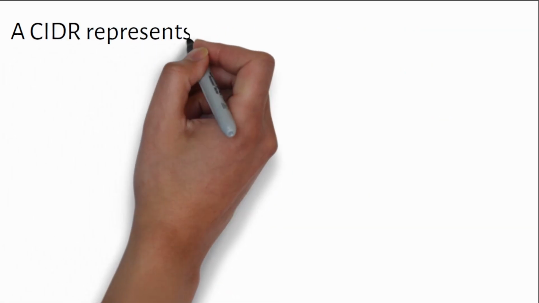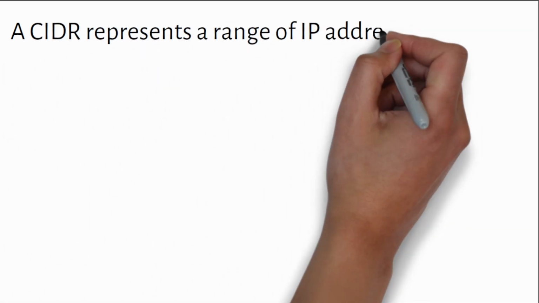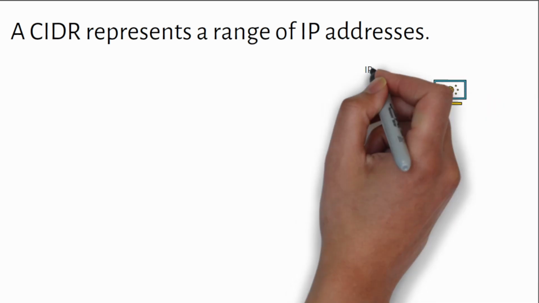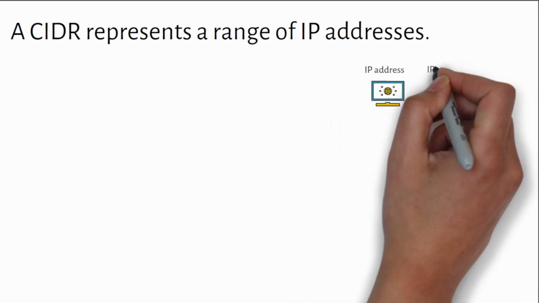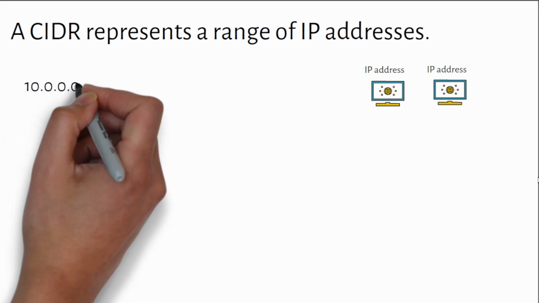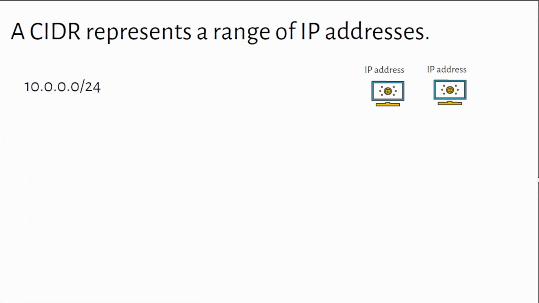A CIDR represents a range of IP addresses. We know that any device that is connected to the internet has its own IP address. Let's keep that in mind and come back to that later. The address range that we have at hand is 10.0.0.0/24. Before going into the address range, let's first understand what an IP address is.